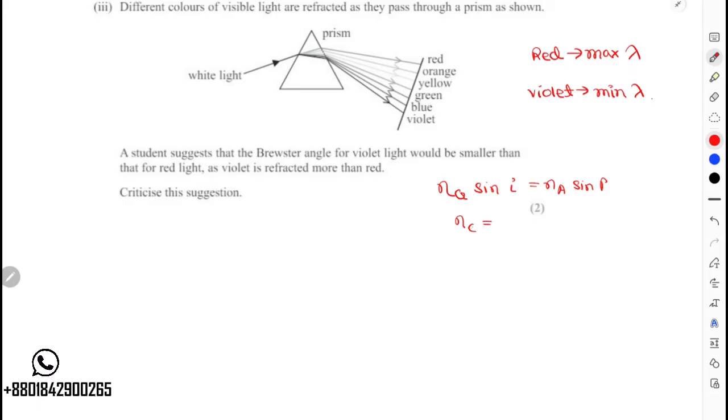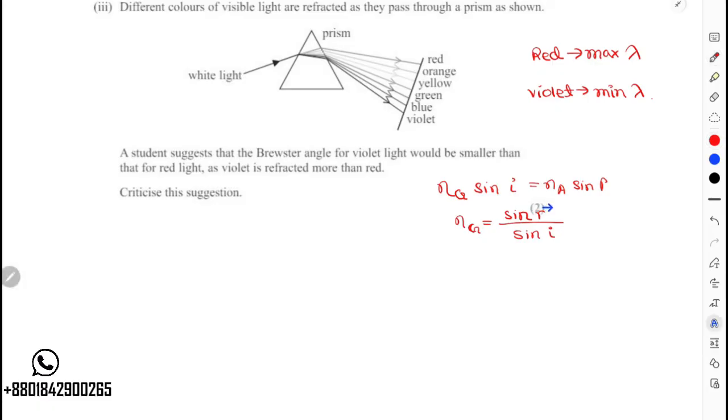So Ng is basically sine R divided by sine I. In this case, I is a constant. They're all going to have the same angle of incidence, so I is the same for all the 7 colors. But the color with the maximum wavelength, which is red, will refract less, so it will create a smaller angle of refraction.